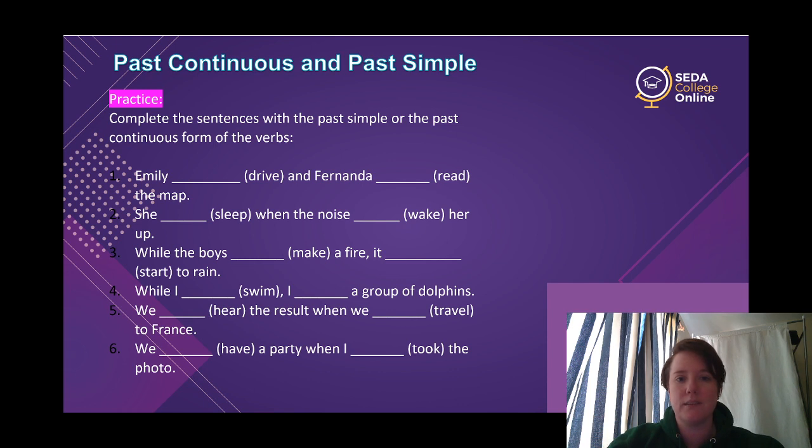Complete the sentences with the past simple or past continuous form of the verb. Think about which one is continuous and which one is a completed action. Maybe there are two in the one sentence. Just look at the first one: Emily, and then the verb is drive; Fernanda, and read the map. Are they both continuous actions? I think they're both continuous actions.